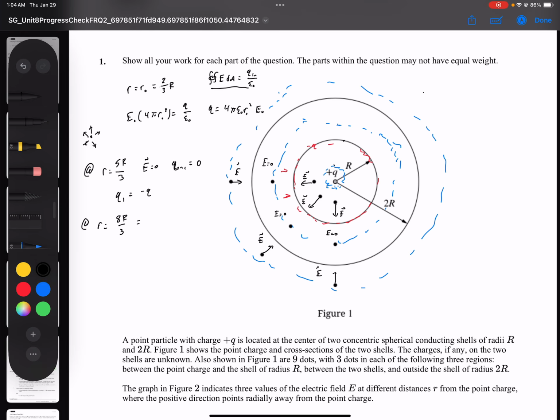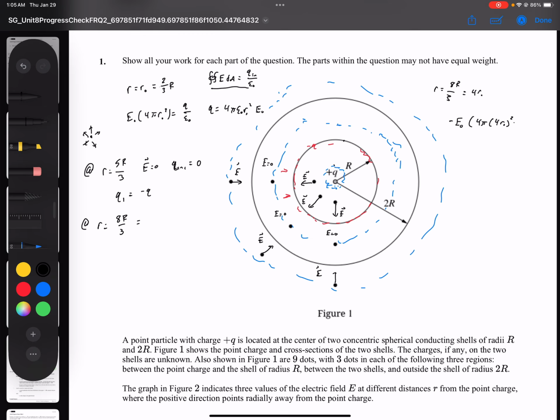so let's see here, what do we have? So at a distance of 8R/3, we know that's 4 times the original distance for the original Gaussian surface. All right, and now I'm just going to plug these values in. So I know that the electric field strength is negative E naught. I know that the area of this new Gaussian surface is 4 pi times (4 R naught) squared.